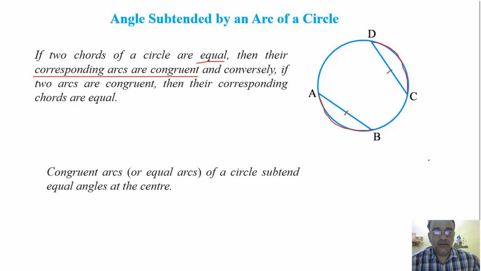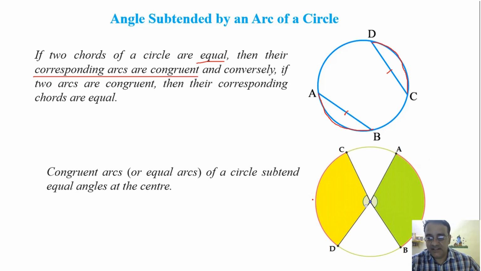Next one: congruent arcs or equal arcs of a circle subtend equal angles at the center. So see, these two arcs are congruent, so they subtend equal angles at the center also, right? We can easily prove this. How? According to this statement, corresponding chords are equal. If chords are equal, chords subtend equal angles at the center. We have seen at the starting, I think theorem 10.1, right?